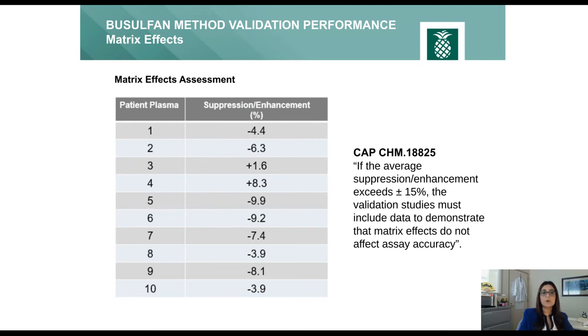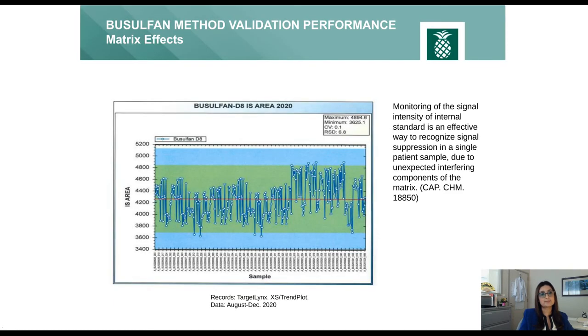Matrix effects on analyte ionization can be in both directions, suppression and enhancement. CAP requires the analysis of at least 10 patient plasma samples during the matrix effects evaluation. In our assessment, all suppression and enhancement results were less than 10%, meaning the matrix effect does not affect the assay accuracy.